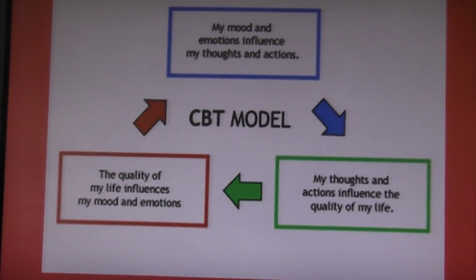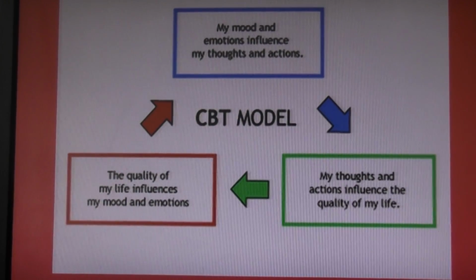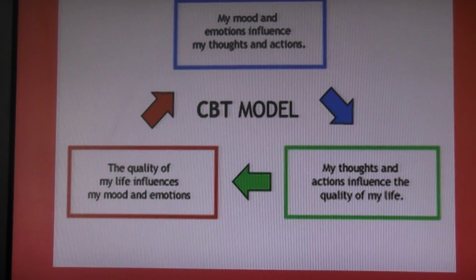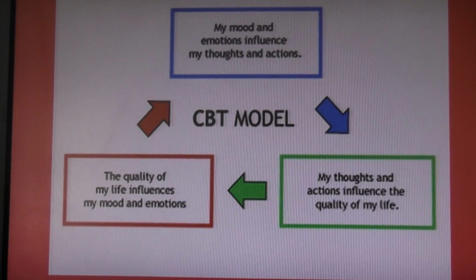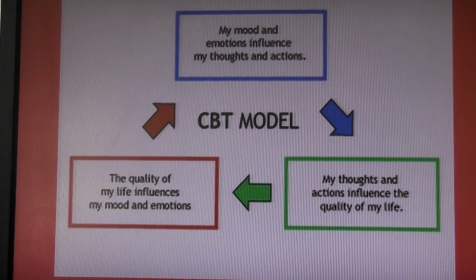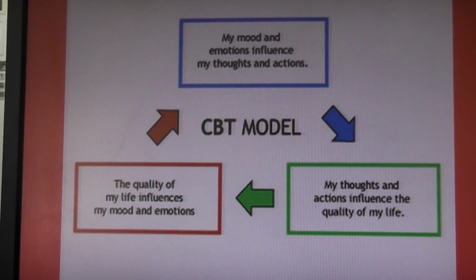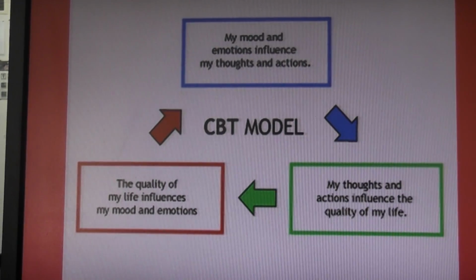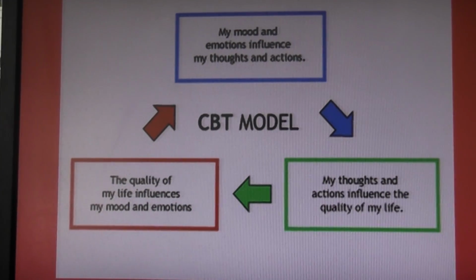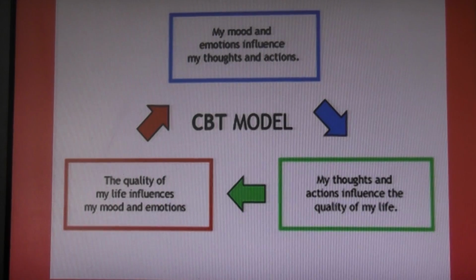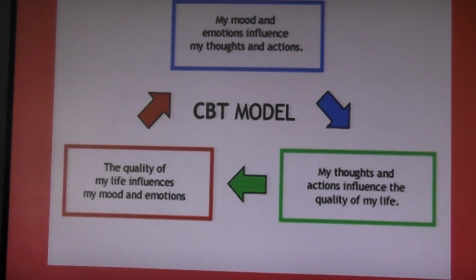Here is the CBT model that you should have looked at in the first year, and as you can see, it is a cyclical model. It could start anywhere, but your thoughts and actions influence your quality of life. The quality of your life then influences your mood and emotions, and then your mood and emotions influence your thoughts and actions. And that goes back to your thoughts influencing your quality of life. So you could view it as being trapped in a circle of trapped thoughts. This is the basic CBT model that we're going to work on.